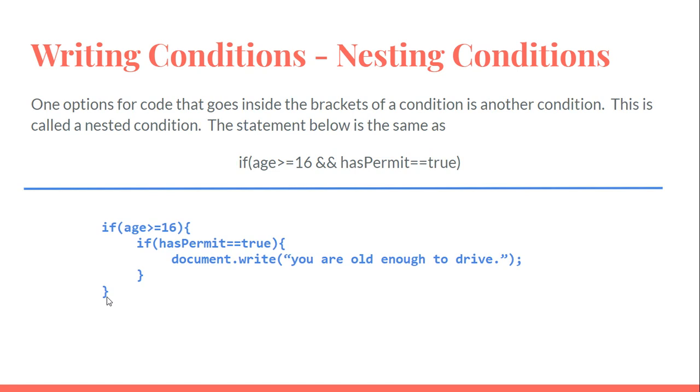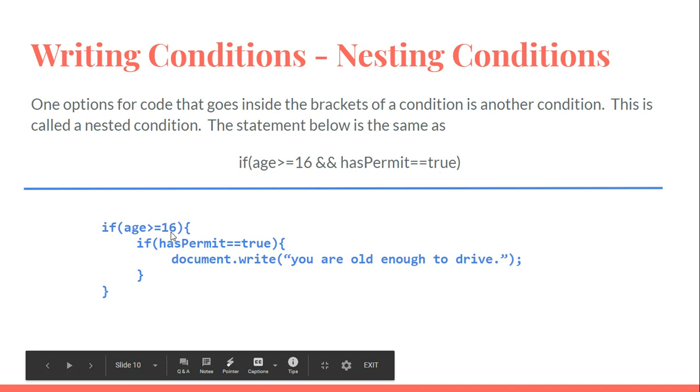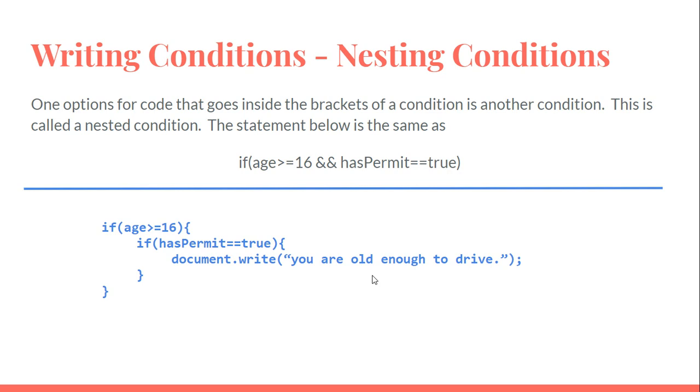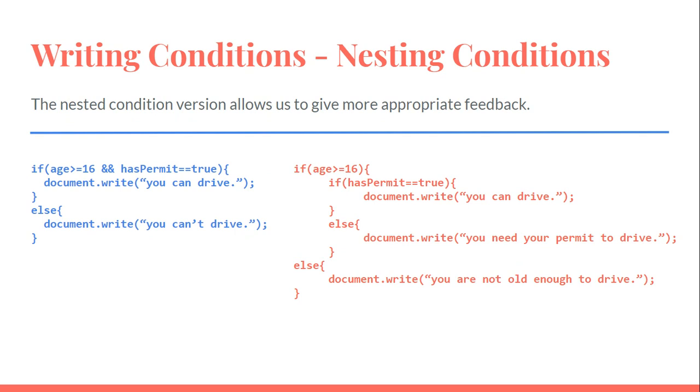Well, sometimes that valid code is another condition. So if age is greater than or equal to 16, then I check if they have their permit, and then I say you're old enough to drive. These two things do the same. But by nesting conditions, I can drill down a little more and get a little more specific.